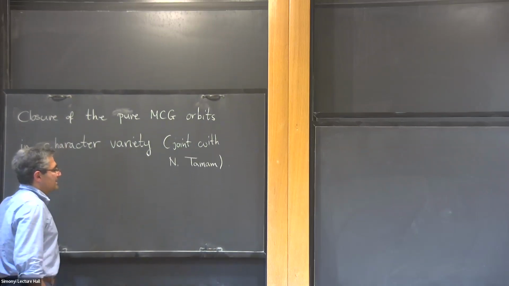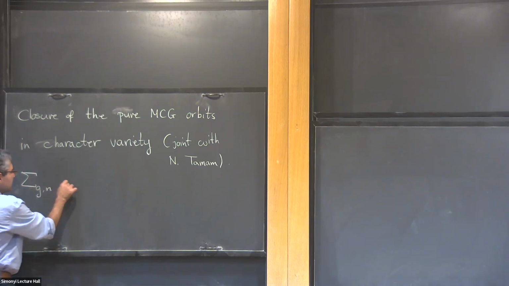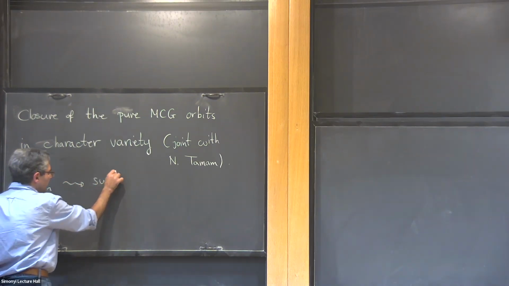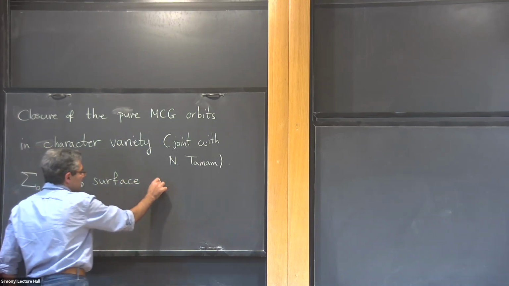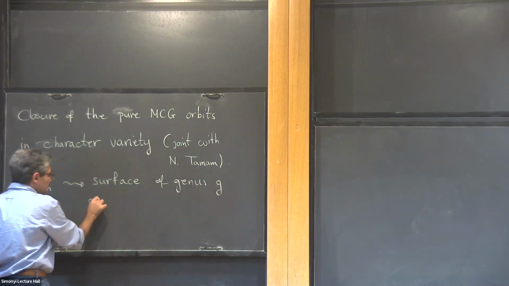In order to understand that, we start with what a representation variety is. Because I want to focus on this, I will limit myself to only character varieties of the fundamental group of a surface. So in this talk, Sigma sub g comma n is always a surface of genus g with n punctures.